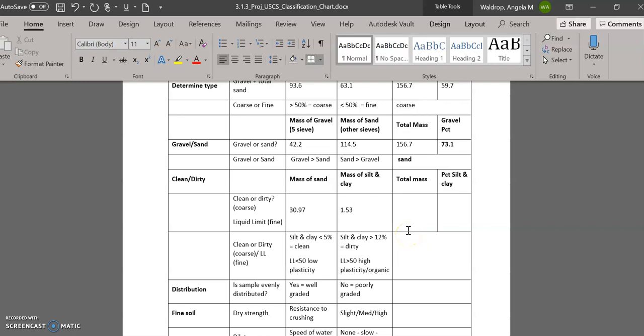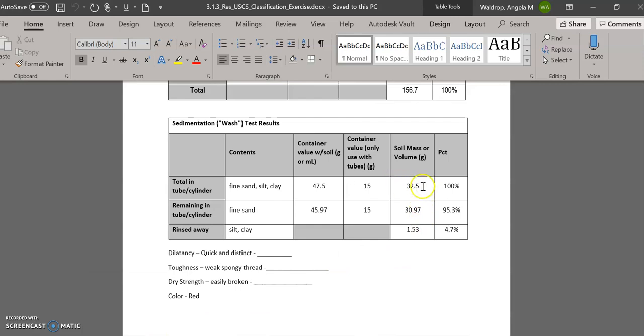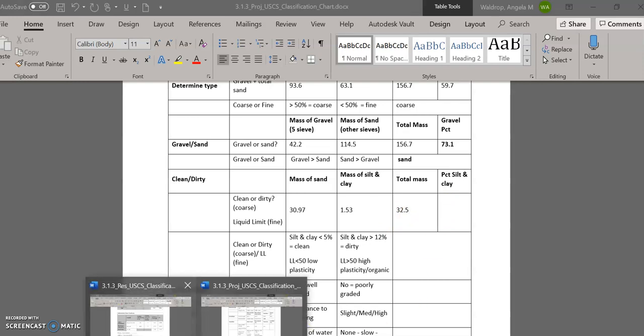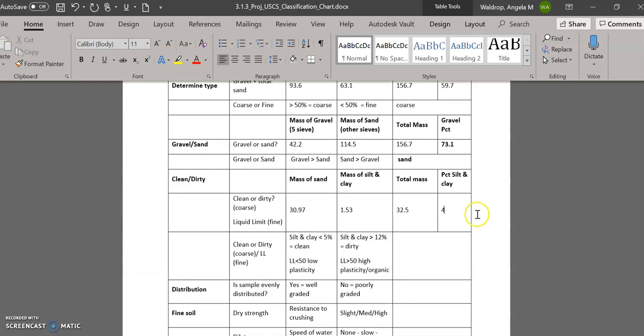Okay. The total mass, which we already have, if you go back to the table again, you'll see that we have 32.5. And we're going to put that here. That helps us with calculating percentages. So we're going to go ahead and calculate the percent, and that should have already been calculated. 4.7%. So there's no new math here. We're going to go ahead and just write that down. Now we analyze our sample to see if it is clean or dirty. Since the percent is less than 5, it's going to be clean. So we're going to type in the word clean here.